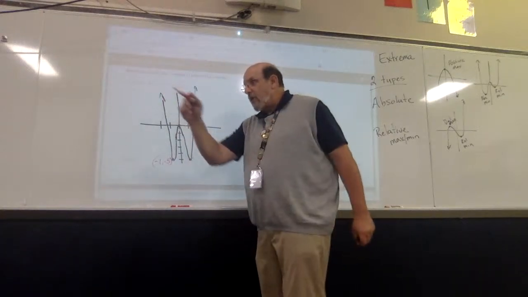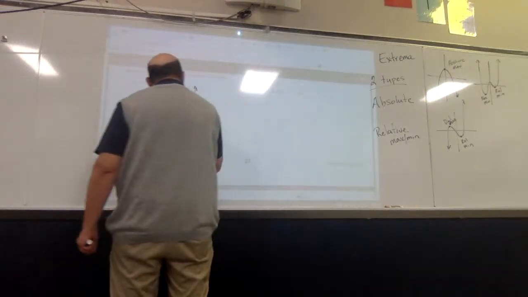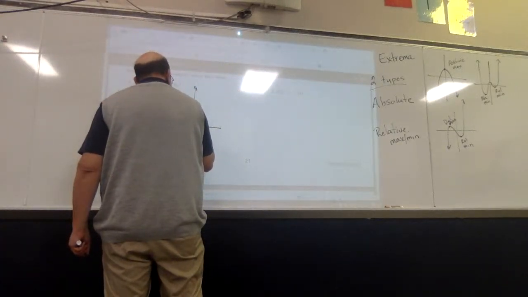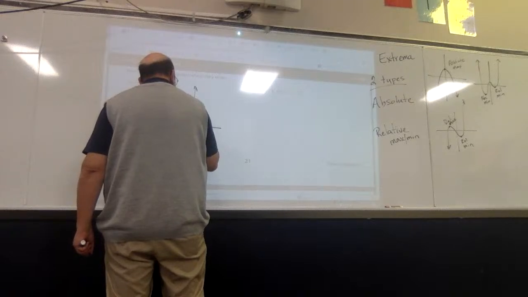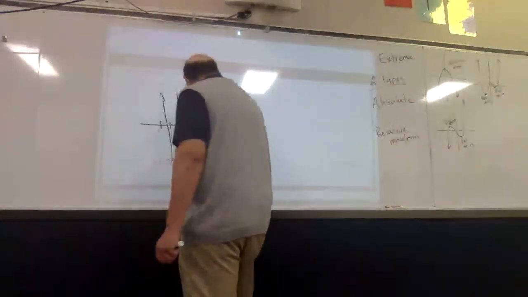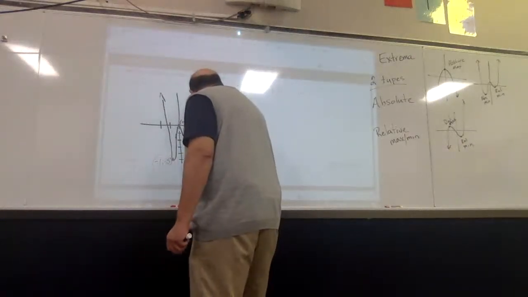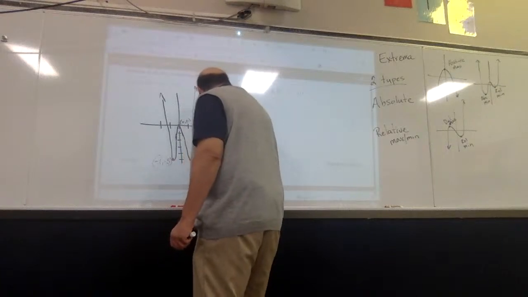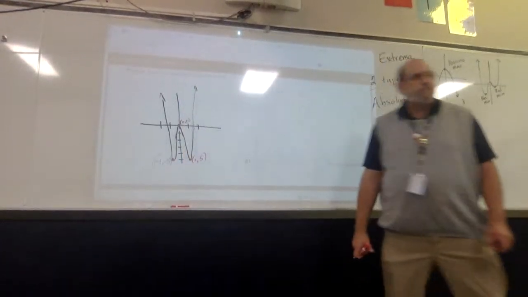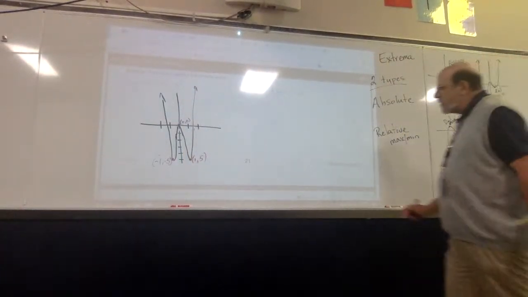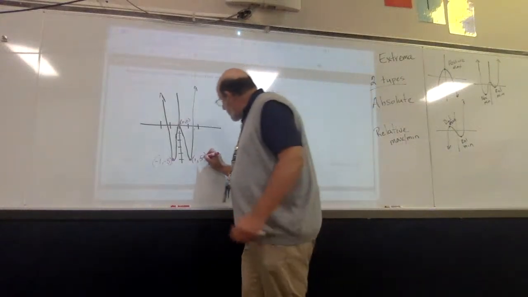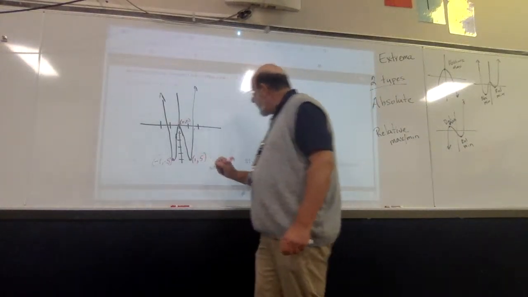If you look at 0, what do you got? 0, 0. And this last one is 1, -5. It's symmetrical, right? Look at that.